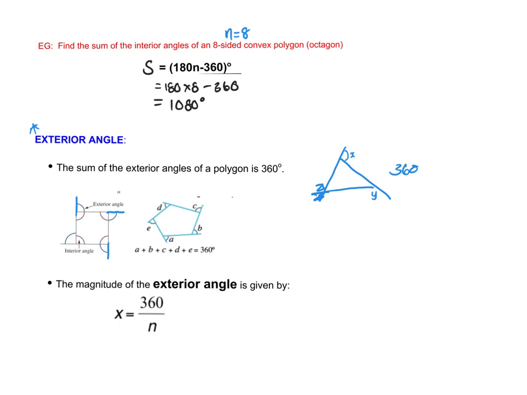All right, so if you have to find just one exterior angle, say here we just wanted to find what A is, it's going to be 360 divided by n. Now this is a 5-sided shape, so n equals 5. So A would equal 360 divided by 5, which equals 72. Okay, so I know that's 72 degrees in there.